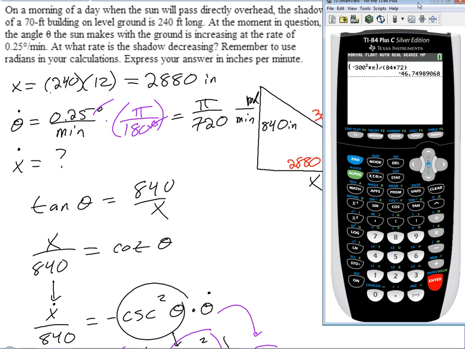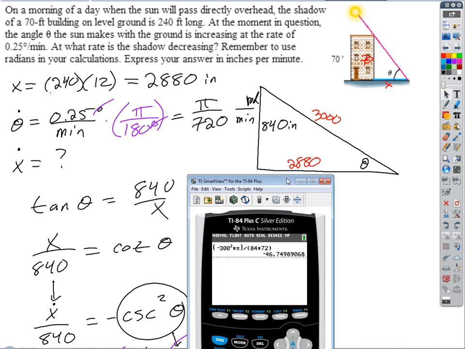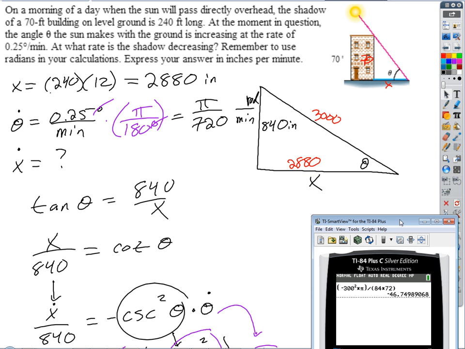Why would it be negative though? Because negative 300 is being squared. Okay, but it's not the negative 300. It's negative cosecant squared, right? So it's the cosecant that's being squared. The negative is a multiplier. Right, it's outside. Should it be negative? Look at the picture of it.